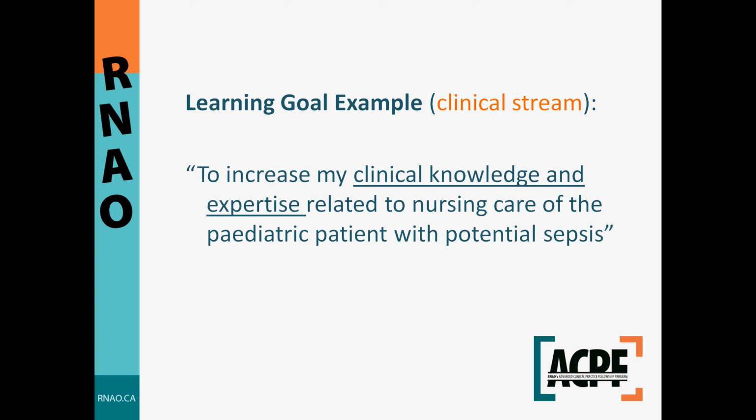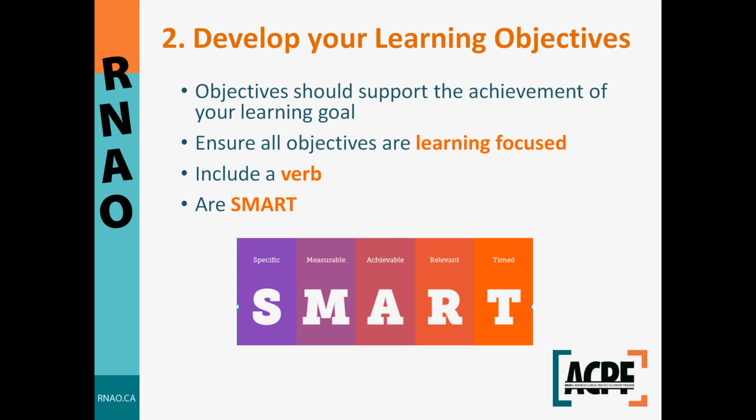You would find this exact same goal in your abstract, and it would be linked to other parts of the proposal. So it makes sense given the organizational goals and the outcomes that you're hoping to achieve. After you have identified and finalized your learning goal, you need to develop your learning objectives. Objectives will support the achievement of your goal, and again, they need to be focused on your learning. You need to develop between 3 and 5 objectives.